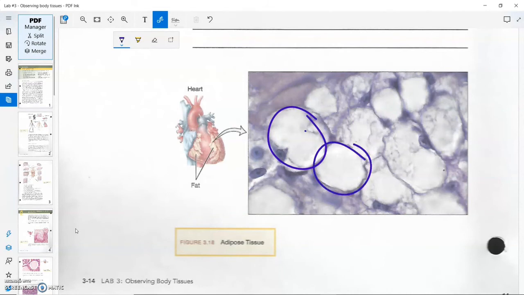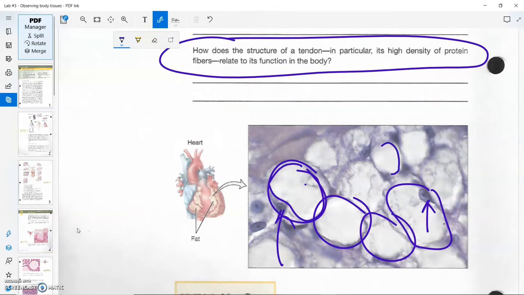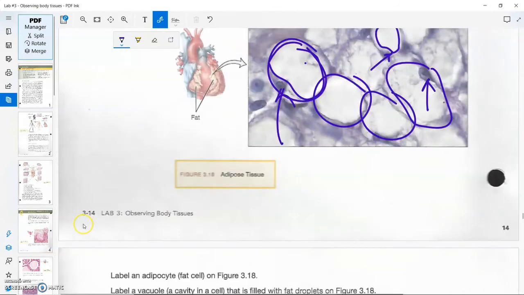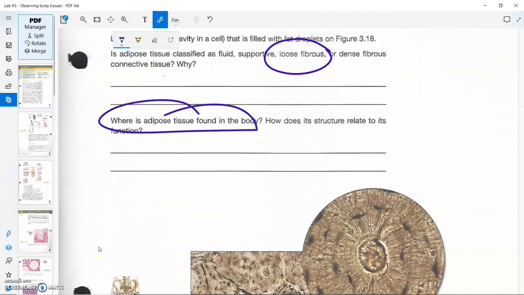Here you can see individual cells, they're filled with fat. In this particular cell you can see a nucleus pushed all the way to the side. So this is an adipocyte. The vacuole that is filled with fat droplets is this one, and this is the nucleus, and the rest of it is the vacuole. Adipose tissue is a loose tissue because there are not a lot of connective tissue fibers like collagen. Adipose tissue is basically found in fat, and it's filled with fat, so it stores energy and cushions.